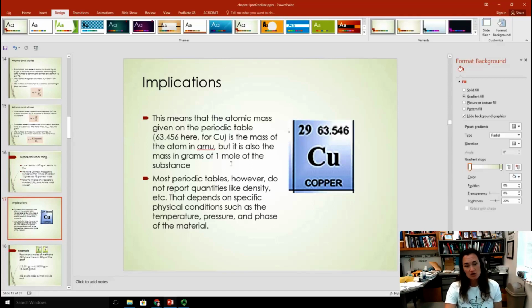Okay? Now, most periodic tables don't report quantities like density, for example. And that's because it depends on specific physical conditions like the temperature, pressure, and the phase. So you'll be able to read off the molecular mass, you'll be able to read off the number of protons or electrons in a neutral atom, but things like density aren't going to be given, and you'll have to look them up in a table.